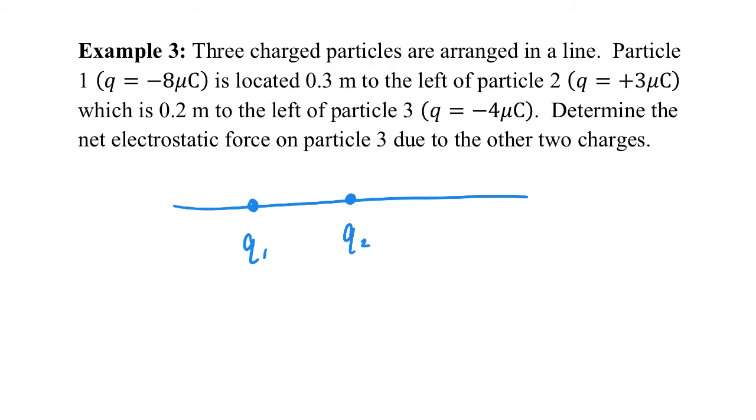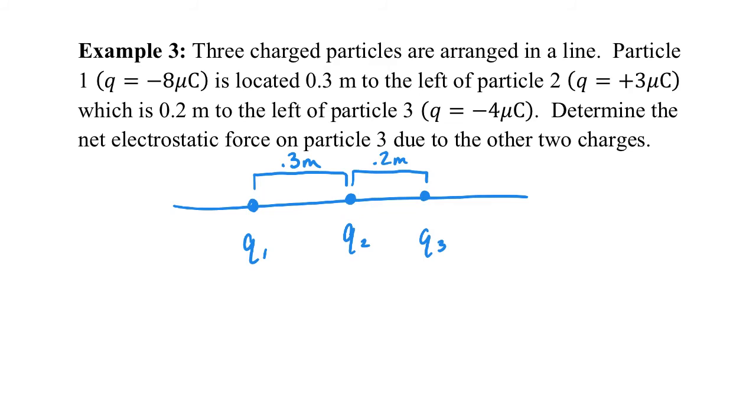Okay, so particle 1 is located 0.3 meters to the left of particle 2. Now, when you see the word which, we're referring to particle 2. Particle 2, which is located left of particle 3 by 0.2 meters, which means particle 3 has to be over here now. Again, break down the problem. Particle 1 is located 3/10 of a meter to the left of particle 2, which itself is 0.2 meters to the left of particle 3. So this is my arrangement of particles here.